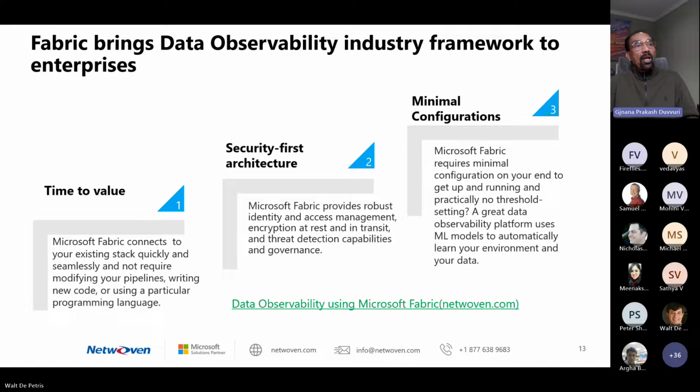Second, security-first architecture, end-to-end security, with Microsoft Fabric security and Purview as the governance tool already there in Microsoft, as well as Defender and other monitoring. All the tools are there along with data observability, so that security-first architecture gives minimal configuration. Absolutely, go and install. All the product is there. There is no need for configurations and all. Third, a great data observability platform uses ML models to automatically learn your environment and your data. It means OpenAI is embedded. ML and AI are embedded in Microsoft Fabric, so that we get the three values. Next slide, please.